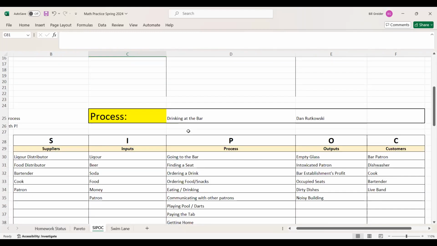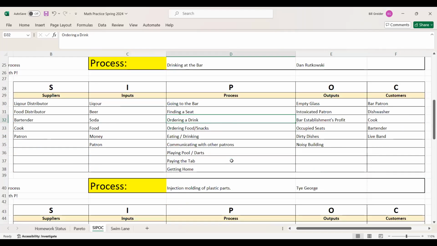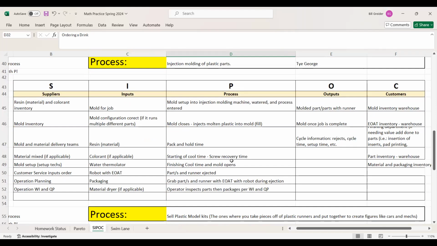An example is this, from Dan Rakowski. You guys probably know him, the Oprah guys. He did one on drinking at the bar. Going to the bar, my output's an empty glass, bar patron, finding a seat, ordering a drink. Then injection molding of plastic parts. This is for you Colorado guys, and it's really, really well done. Mold set up into injection machine, mold closes, pack and hold.